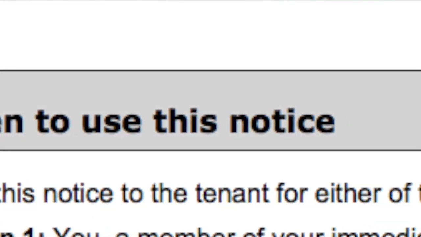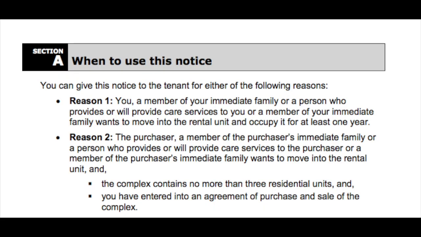You have 2 reasons on why you could use this notice. 1, a member of your immediate family or a person who provides or will provide care services to you or a member of your immediate family wants to move into the rental unit and occupy it for at least 1 year. So this is obviously outside of the scope of this conversation.